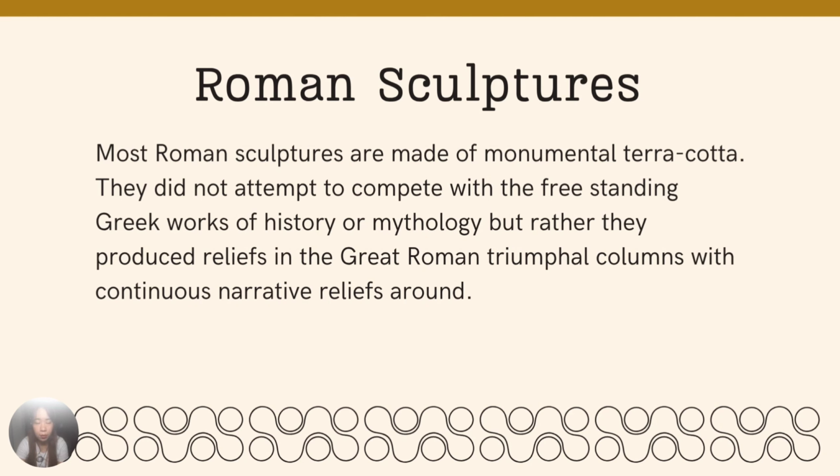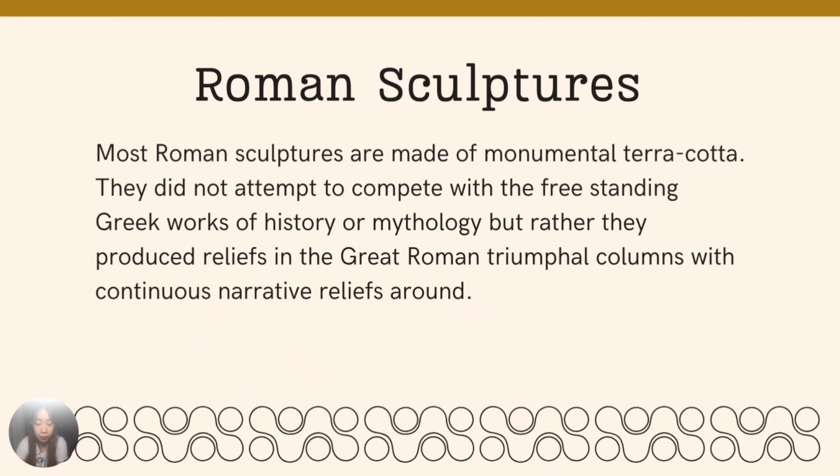Terracotta is a type of earthenware clay, typically brownish red in color, that is fired at low temperatures. It's known for its durability and versatility, and is commonly used in pottery, sculpture, and even architectural elements. So most Roman sculptures are made of monumental terracotta. They did not attempt to compete with the freestanding Greek works of history or mythology, but rather they produced reliefs in the great Roman columns with continuous narrative reliefs around.